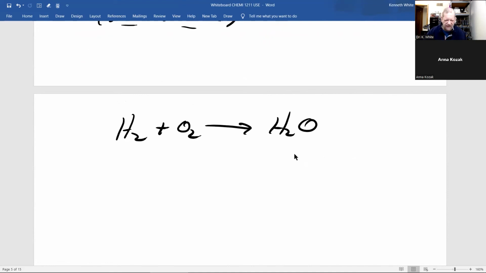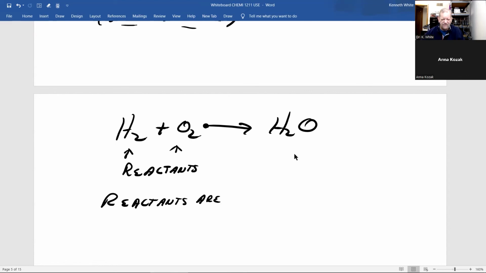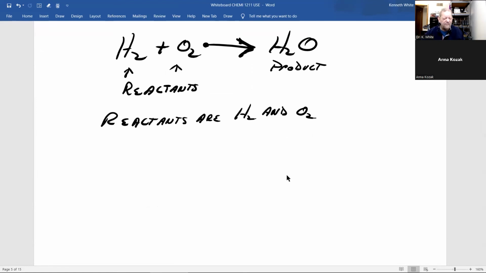Well, let's look at an example. If I have this chemical equation, what are the reactants? Well, the reactants, or starting material, are always at the base of the arrow. So the reactants for this chemical equation are hydrogen gas and oxygen gas. What are the products? The products are always at the head of the arrow. And in this case, this is the product, and the product is, in this case, water.